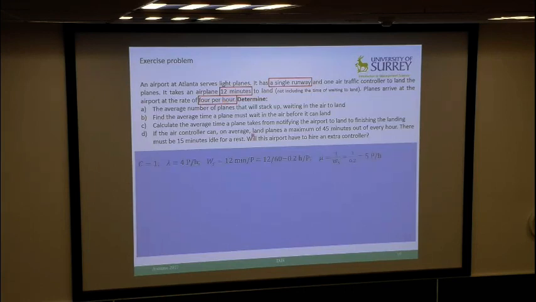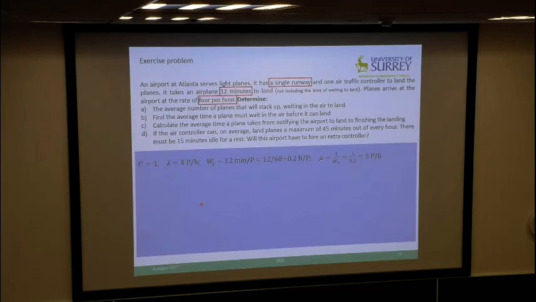So what do we have? c equals 1, a single server problem, and lambda is 4 planes per hour. The service time is 12 minutes per plane, so that is roughly 0.2 hour per plane. If we know this time, is it possible to know the service rate? We can easily calculate 1 divided by 0.2, that's 5 planes per hour. We can serve 5 planes per hour and we only have 4 arriving, so that should be okay.